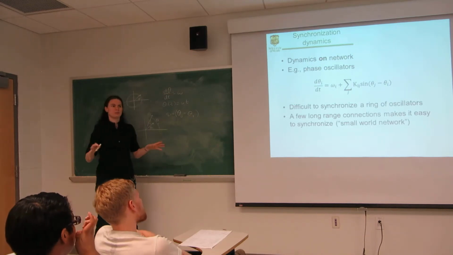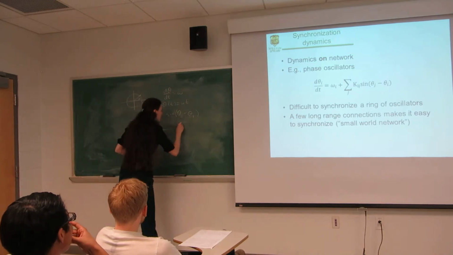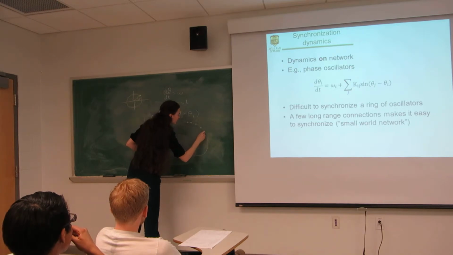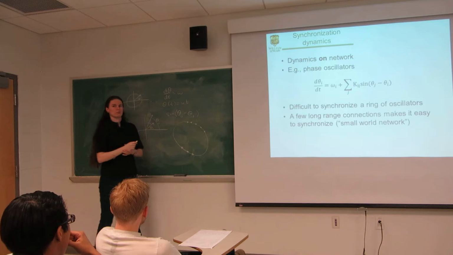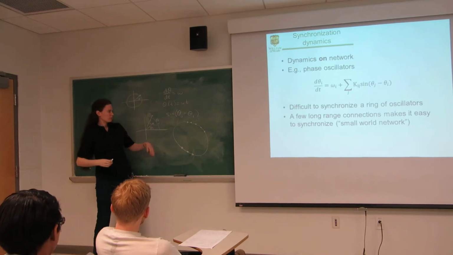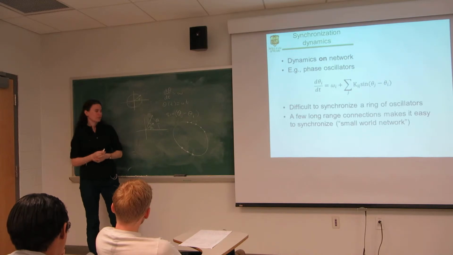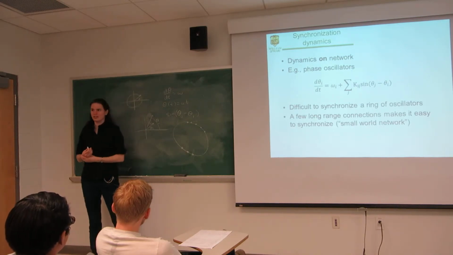This system's been very well studied for different network geometries. If the oscillators are, for example, in a ring like this, I'm not going to draw them all, it's harder to synchronize them because the distance from here to here is so far. It takes a while for any information about this oscillator to propagate over to these on the opposite side.